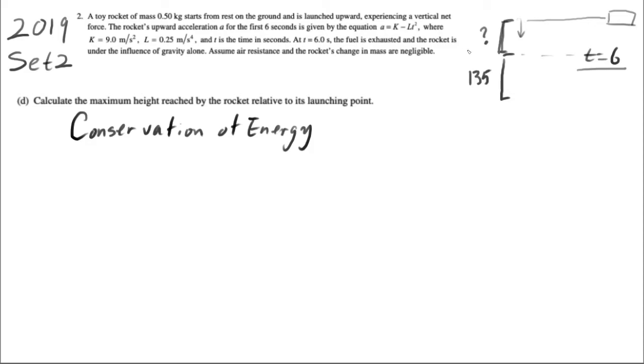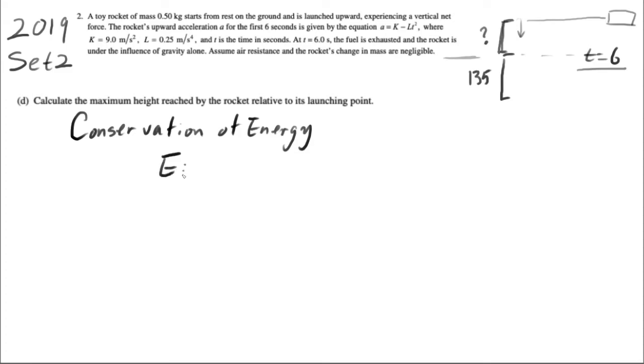We can either indicate our ground level when t equals 6 and then add 135 meters to the answer, or we can indicate that ground level is down here when t equals 0, so then we don't have to add any additional values to find the maximum height. So let's use displacement equals 0 when t equals 6. So our initial moment is when t equals 6.